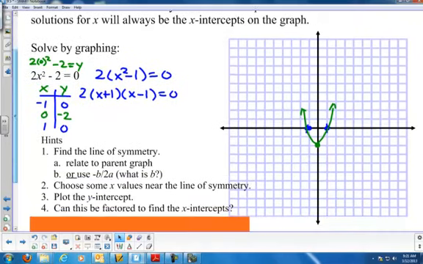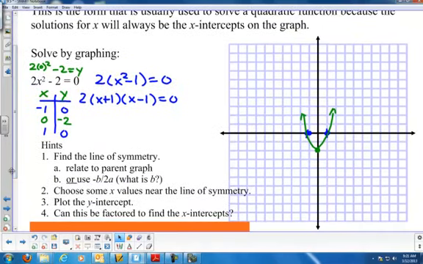So a quick hint is to find the line of symmetry. You can either do that with symmetrical points, or you can use what we did yesterday, the -b/2a. And a couple x values near the line of symmetry. If you can find the x-intercepts, that's the first choice. Otherwise, you're just going to plug in and test. And the y-intercept is also very useful.